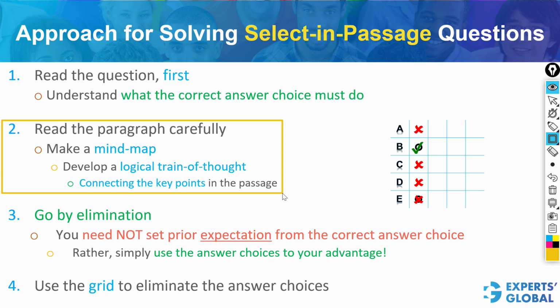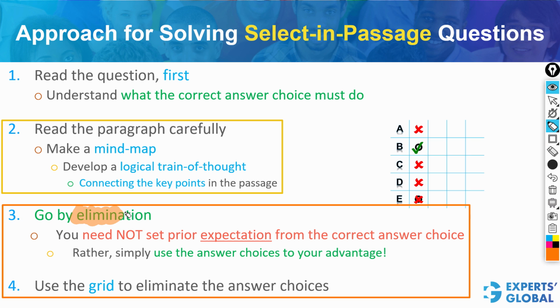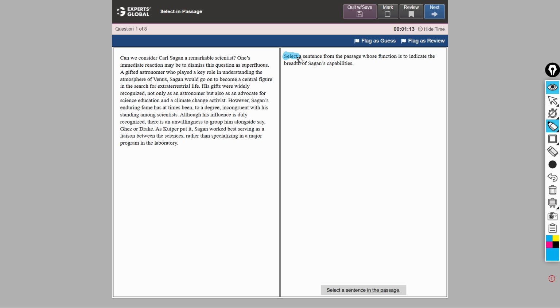So we duly completed the second step here, and now we will go by elimination using the answer choices to our advantage. We need to select a sentence whose function is to indicate the breadth of this scientist's capabilities. The first sentence simply raises a question. It doesn't talk about capabilities. Even the second sentence does not talk about capabilities.